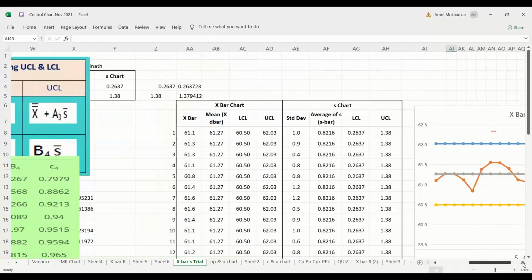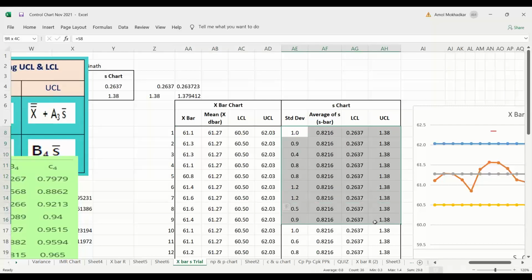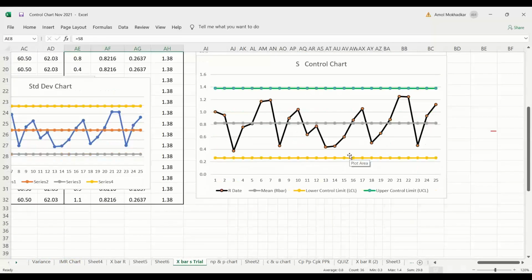So you prepare it like this, you plot the data here, the same data we have calculated, and the LCL and UCL we have calculated utilizing the formulas, and prepare the graphs. And then keep on plotting the data forward. Okay, so I hope everybody is clear on this point.